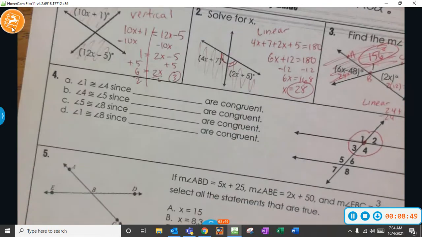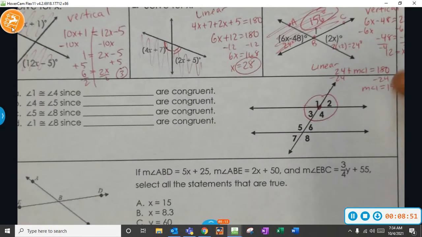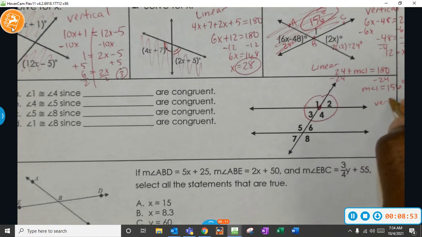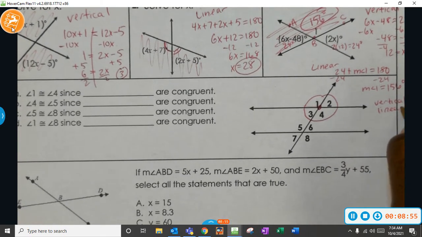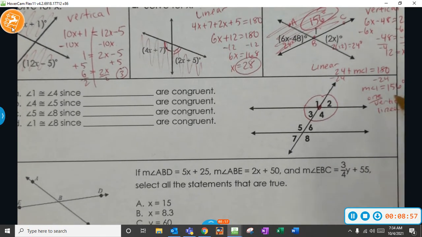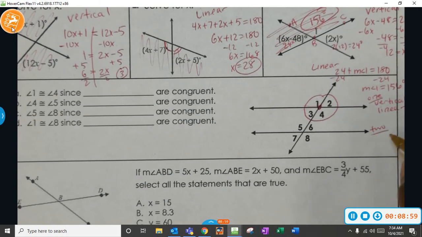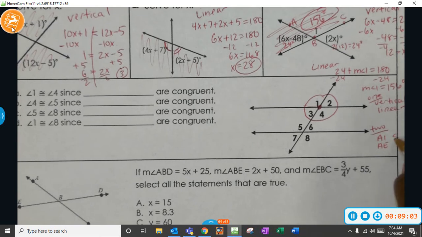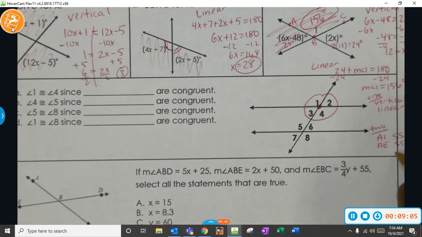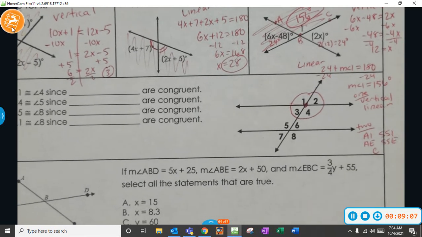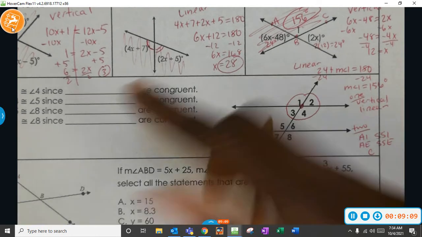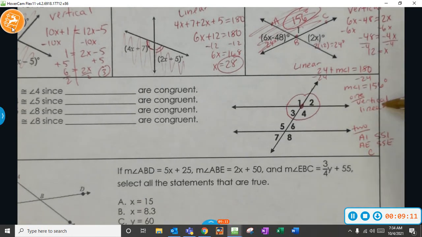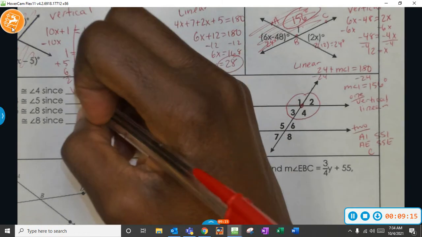Okay, so if they're on one vertex, there's only two options. It's either going to be vertical or linear. And if it's on two vertices, then it's the 5 other ones: alternate interior, alternate exterior, same side interior, same side exterior, or corresponding. Okay, but 1 and 4 are on the same vertex, and they're right across from each other. So across from each other means vertical. So these would be vertical angles.